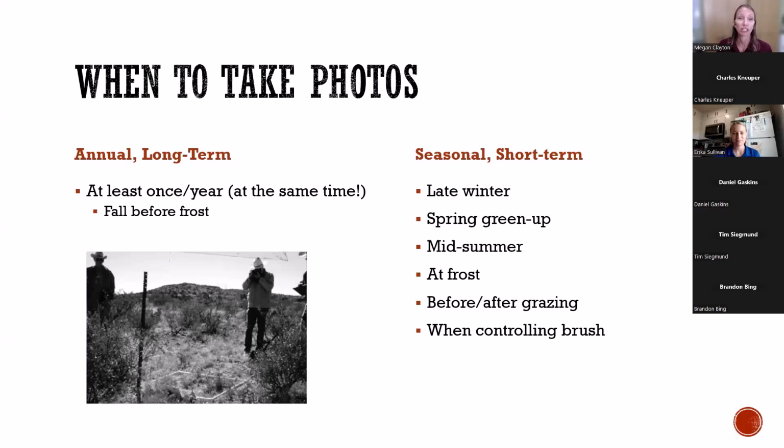And then, of course, if you're grazing your property, it's great to take it before the animals come into a pasture and after they leave a pasture. That can help you to keep records on if you're moving them at the appropriate time. And then, of course, if you're controlling brush or weeds on your property or an invasive grass, it would be great to take pictures before you do the practice and afterwards to note how that responded.